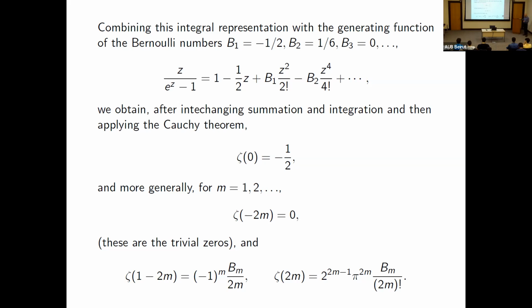And you can evaluate also by this method the values of zeta at 1 minus 2m, so at the odd negative integers, and at the even positive integers, zeta of 2m. And the values are given by the Bernoulli numbers, or maybe you need to consider powers of pi here. So we have exact evaluations at these special points, but other than this, we don't really have an exact evaluation.